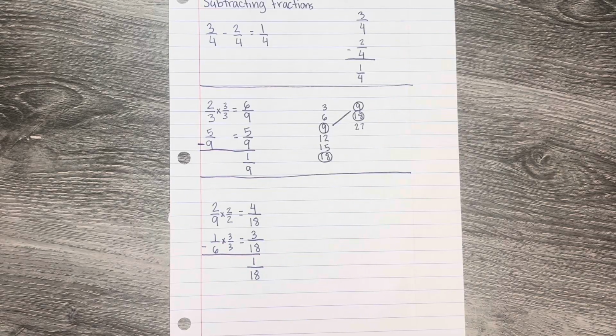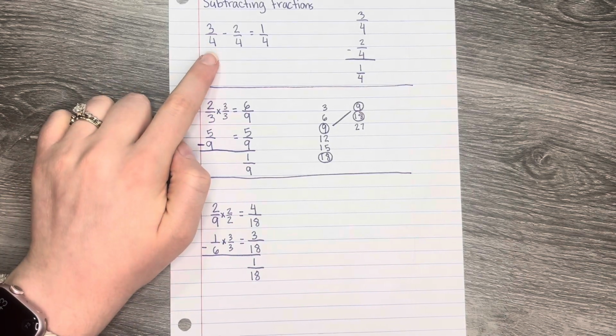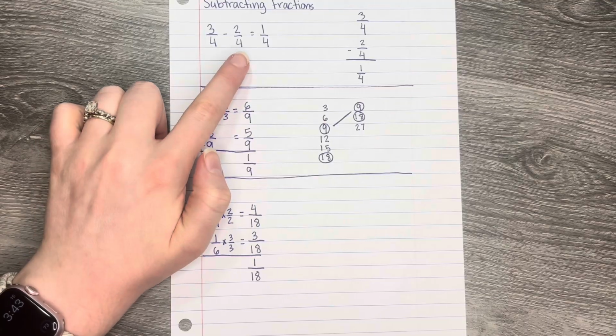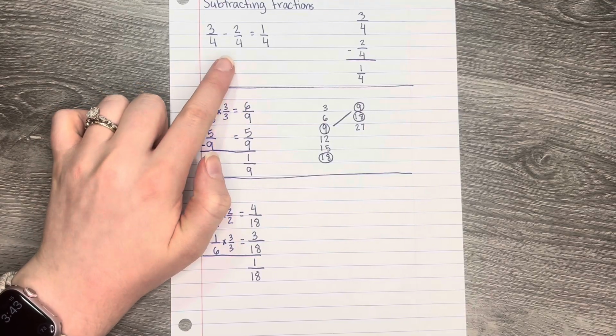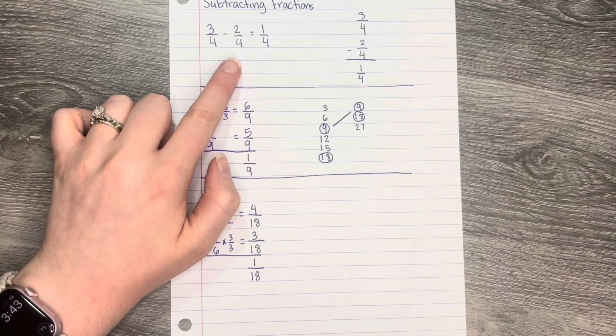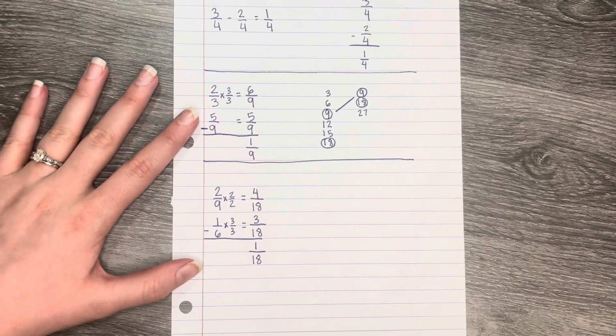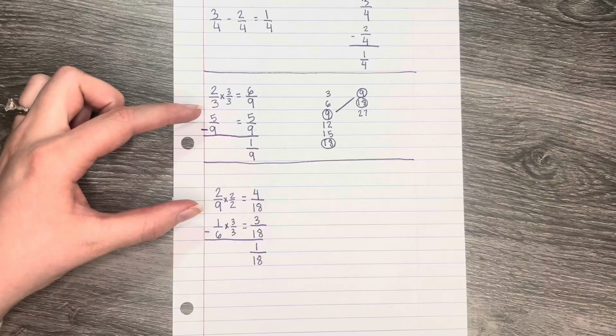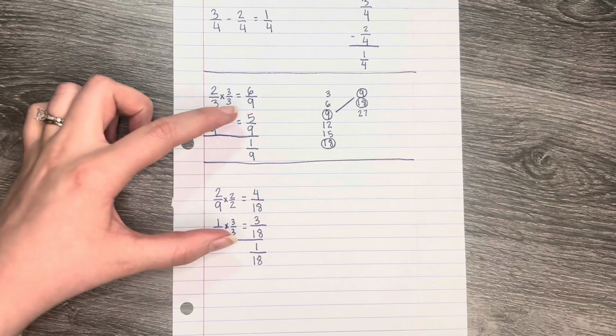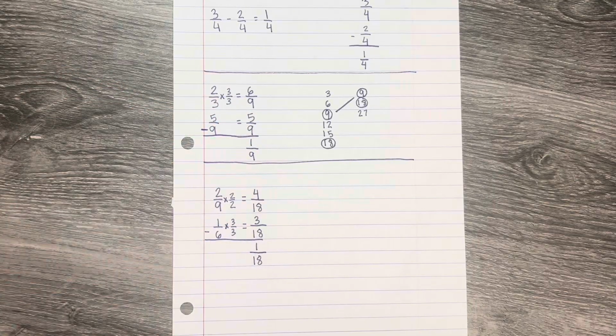When subtracting fractions, you must have common denominators. All of your pieces need to be the same size. In a problem like this, 3/4 minus 2/4, I was already given common denominators. These are already the same size pieces, so I'm just subtracting. In these 2 examples, I had different sized pieces, so I had to find common denominators before I could subtract.